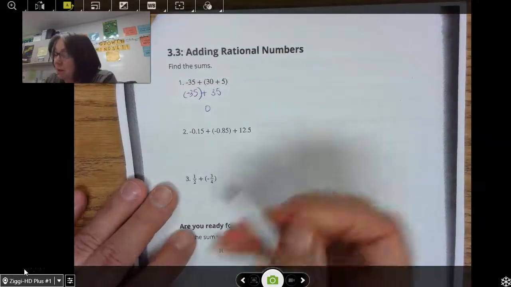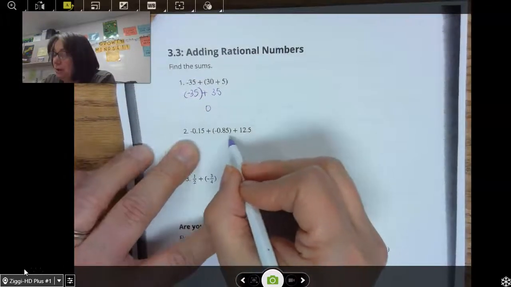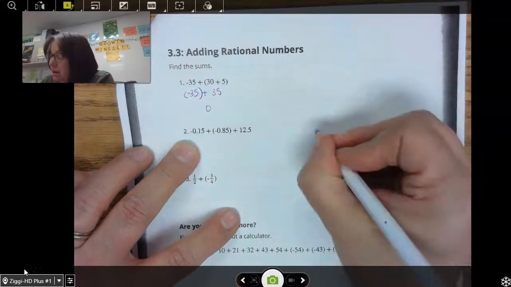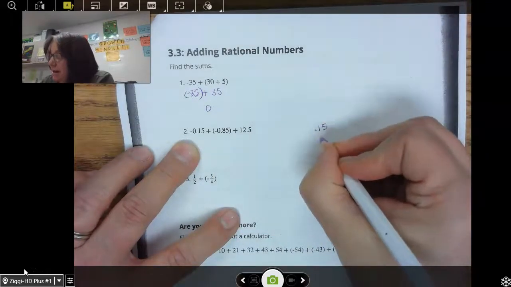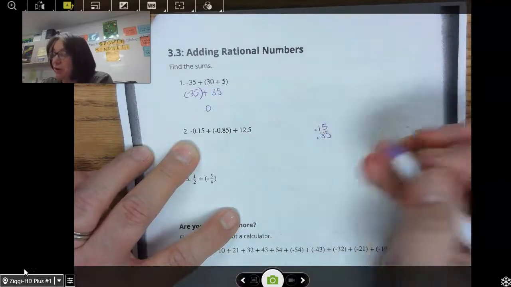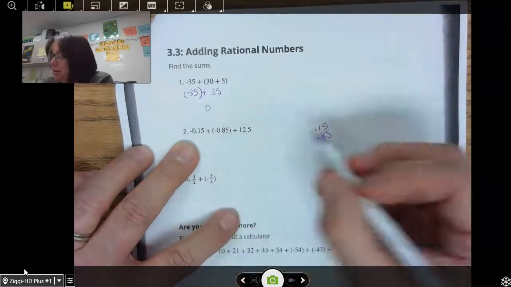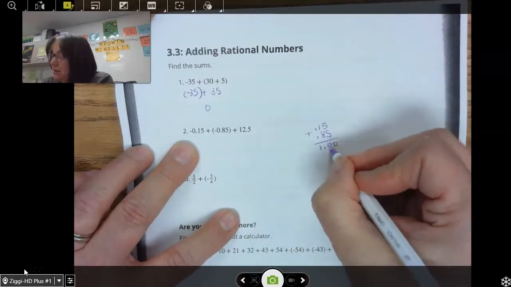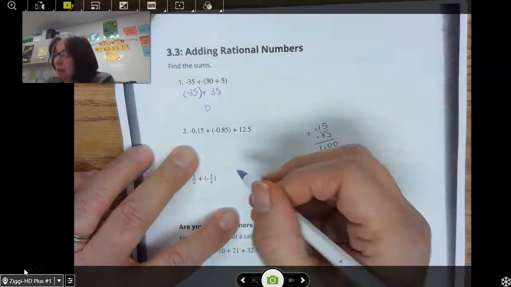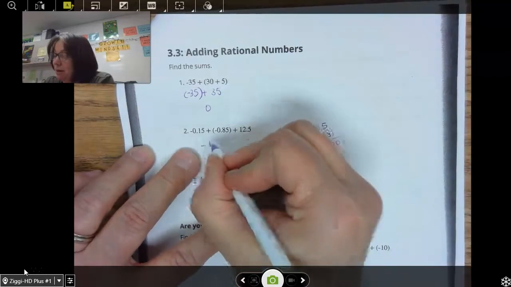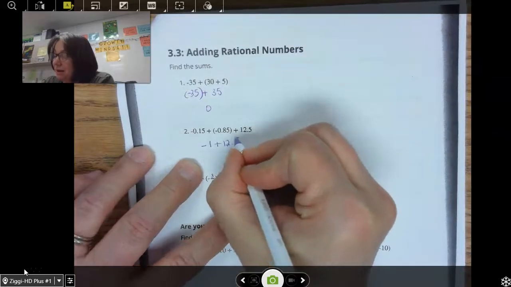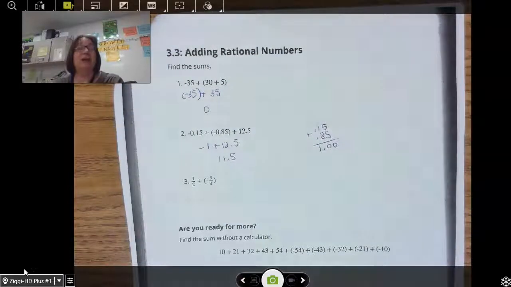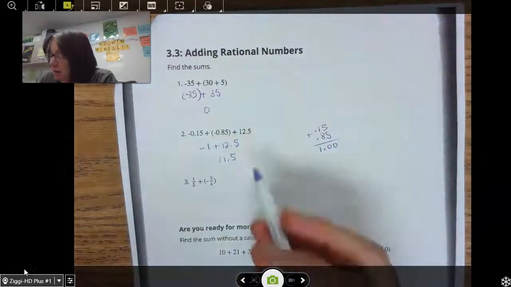Okay, on the second one, we want to combine the two that are decimals to see what that would equal. So you can think of it as 15 cents and 85 cents. Okay, they both have the same sign. They're both negative, so I can just add them, and I would get $1, right? So if I have a negative 1, and I add 12.5, I end up with 11.5, right? Your different signs, you just subtract, and you would get 11.5.